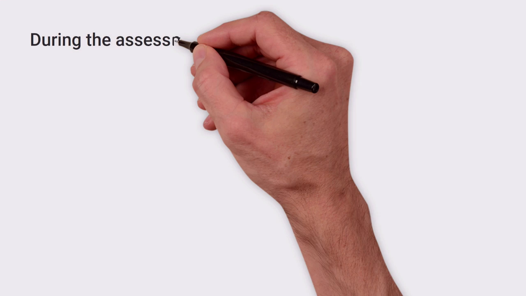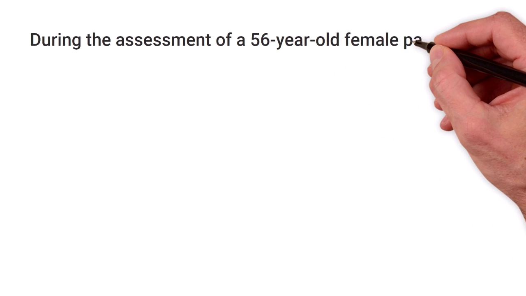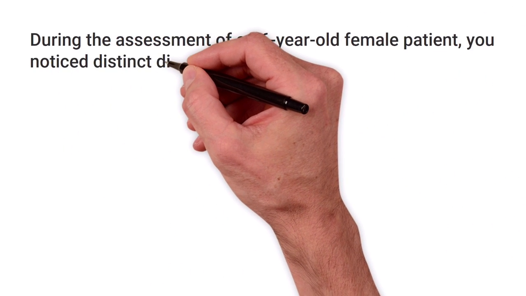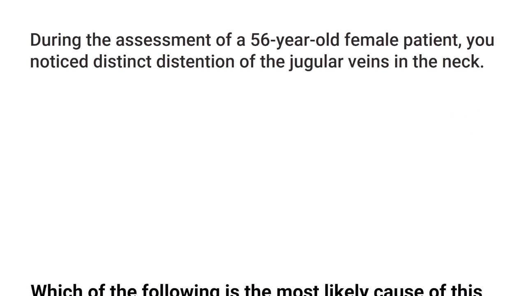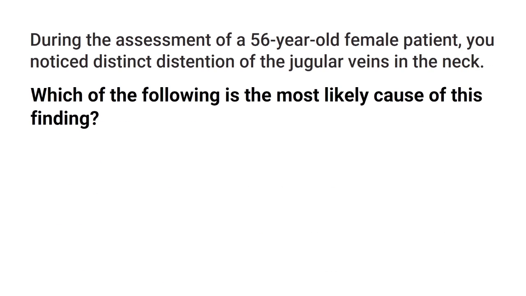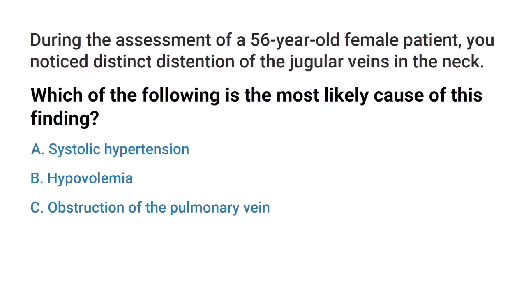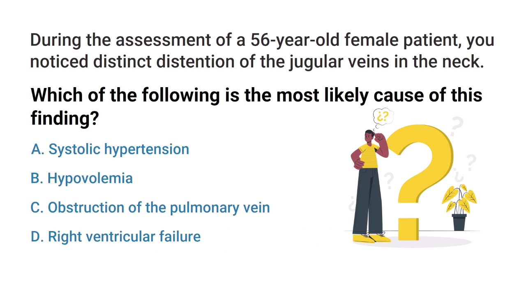During the assessment of a 56-year-old female patient, you noticed distinct distension of the jugular veins in the neck. Which of the following is the most likely cause of this finding? A. Systolic hypertension. B. Hypovolemia. C. Obstruction of the pulmonary vein. Or D. Right ventricular failure. Do you know the answer?